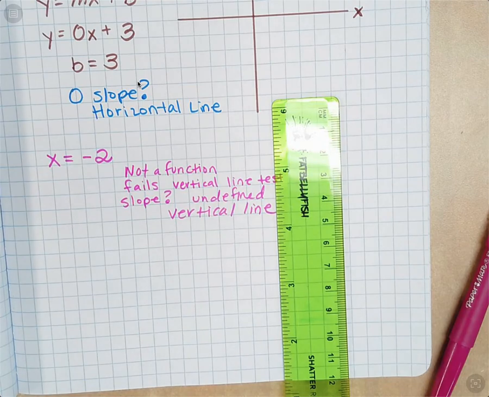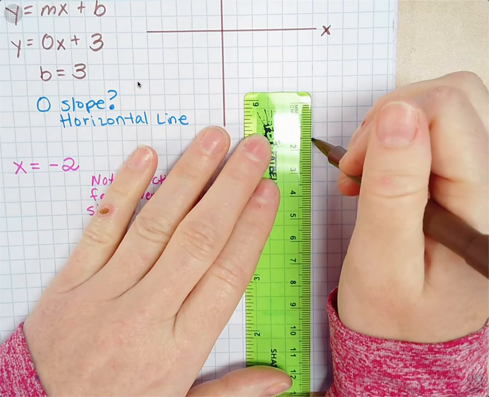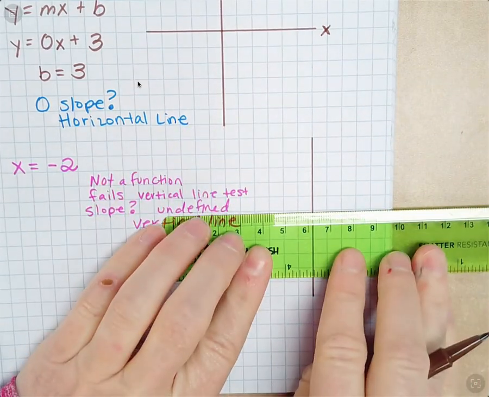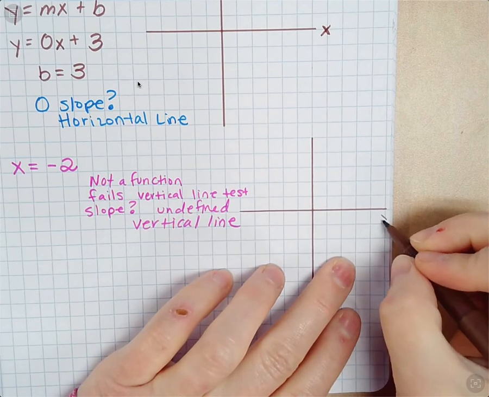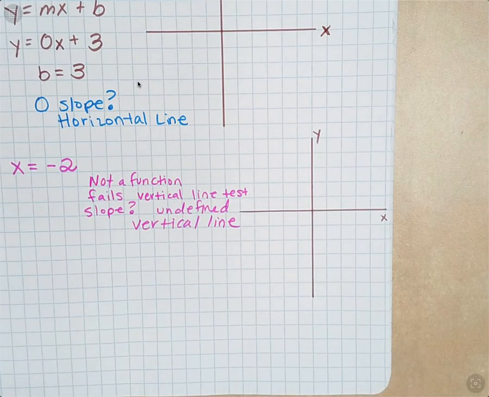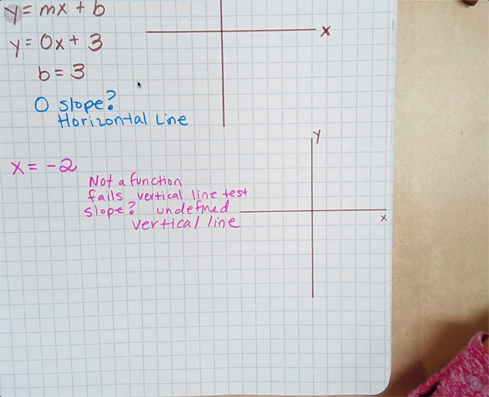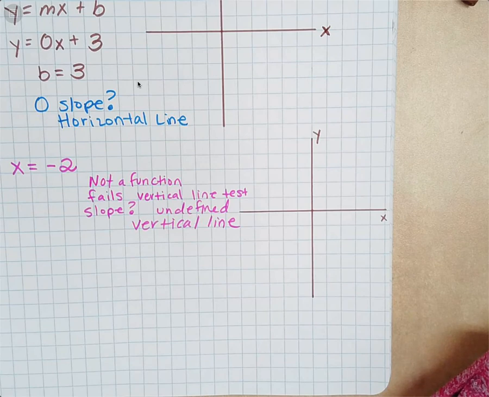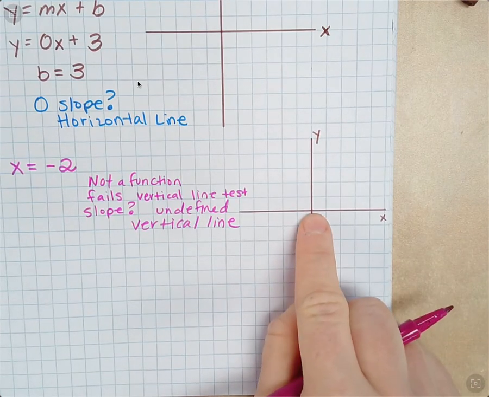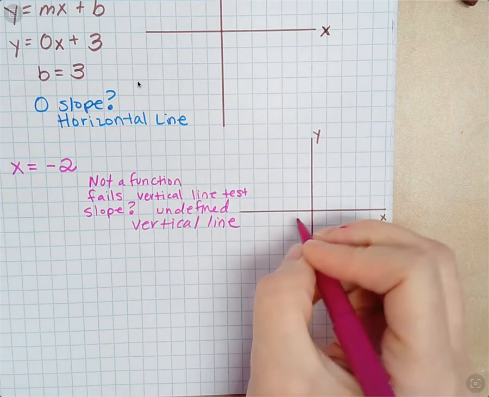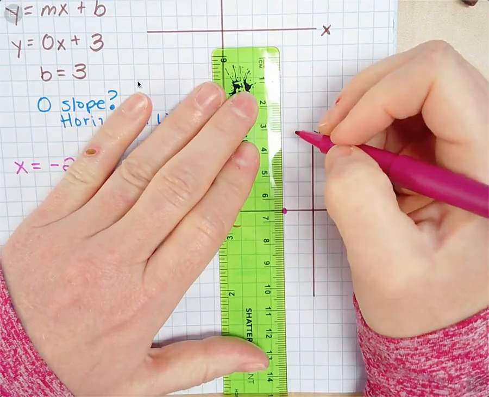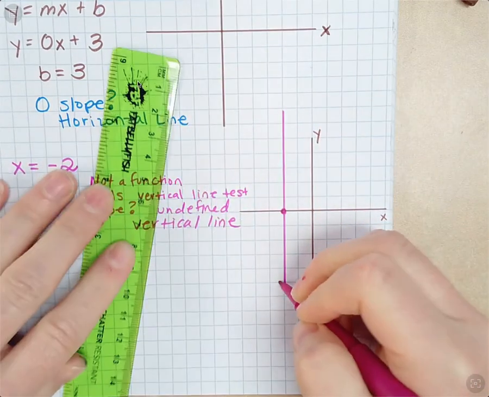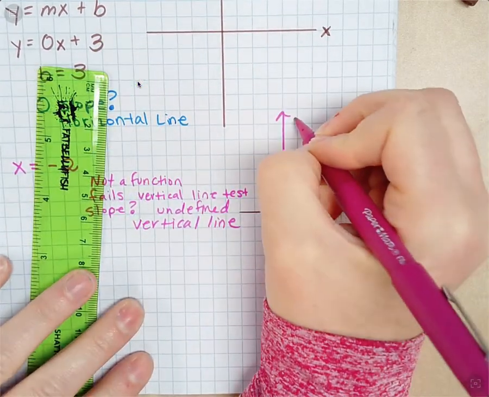Draw your x and y axis. Where is x equal -2 at? If I start at the origin, where would I go to find x equals -2? Yeah, 2 places to the left. This is at -2. What kind of line am I going to draw? Yep. So this is the line x equals -2.